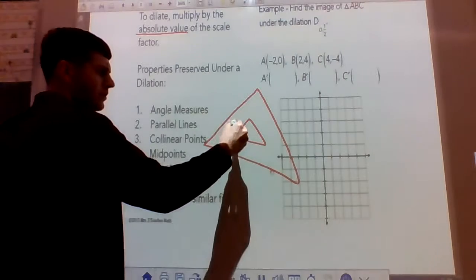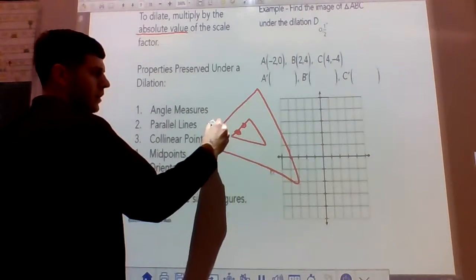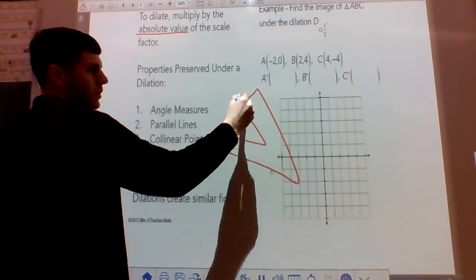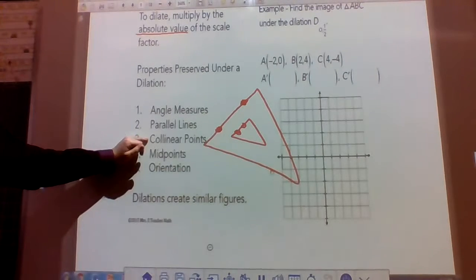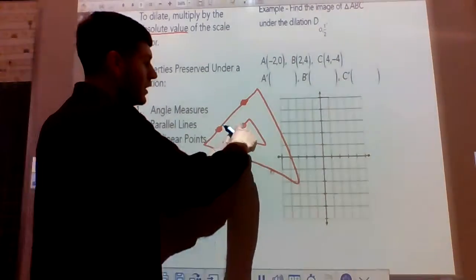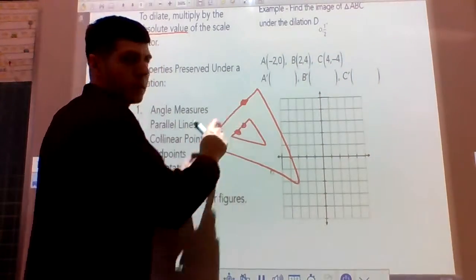If you have 2 points here on this line and you dilate it, those points are going to expand outward, and they're still going to be on the same line, so they're still going to be collinear. Collinear meant 2 points on the same line. So if you have 2 points on the same line and they expand outwards, they're still going to be on the same line.